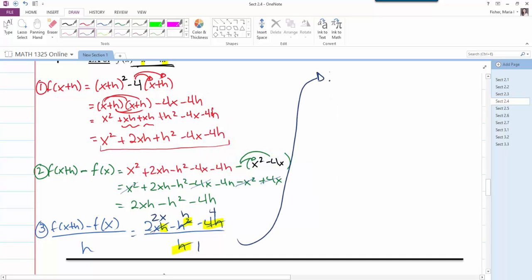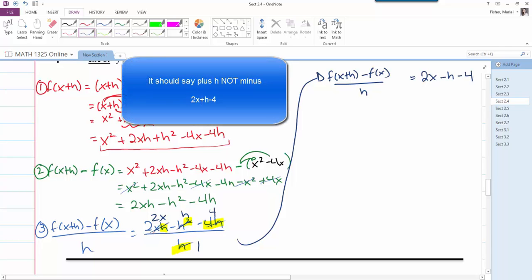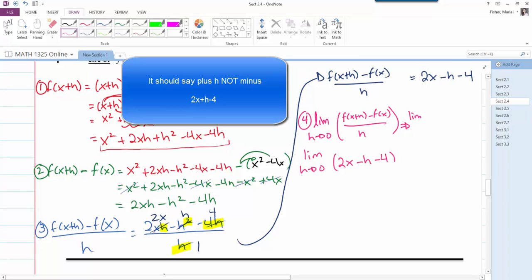Therefore, and we'll write it here, f of x plus h minus f of x all over h is going to equal 2x minus h minus 4. And we don't need to put that all over 1. The last and final step, step 4, is to take the limit as h goes to 0 of my f of x plus h minus f of x all over h. So in this case, I'm looking at the limit as h goes to 0 of 2x minus h minus 4.